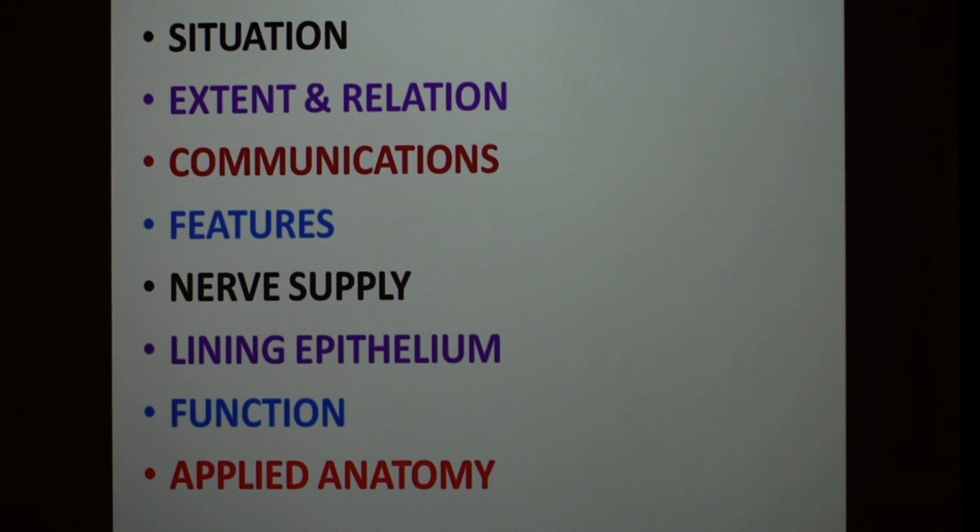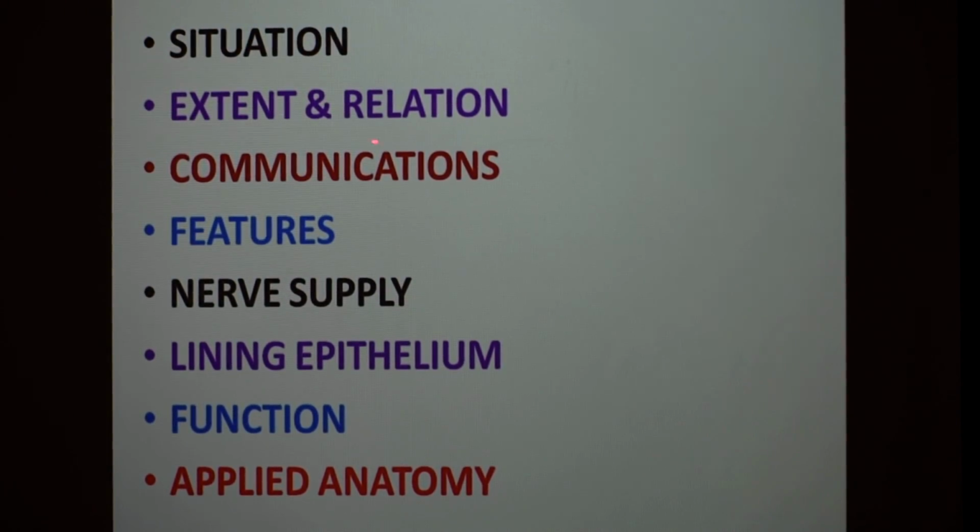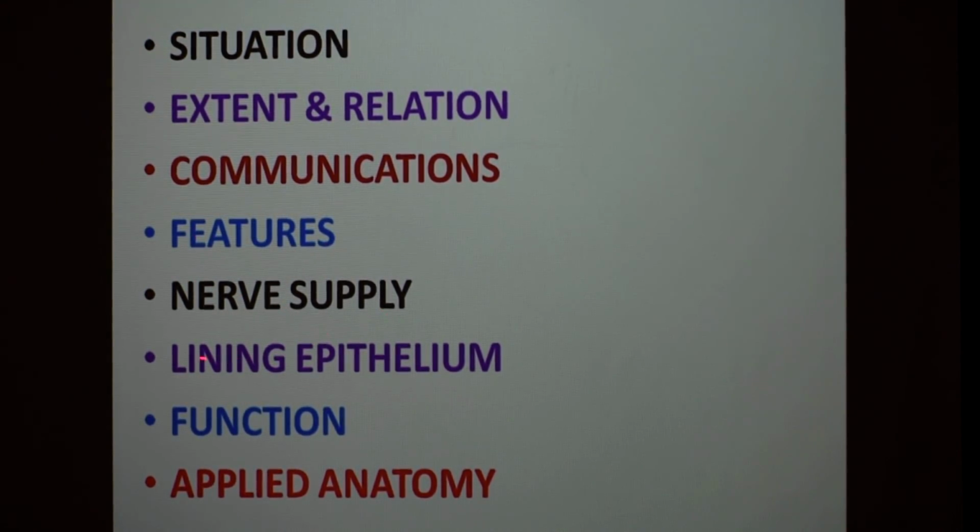Each of the nasopharynx, oropharynx and laryngopharynx can be described under situation, extent, relations, communications, features, nerve supply, lining epithelium, function and applied anatomy. So these features we will be seeing in our next segment.